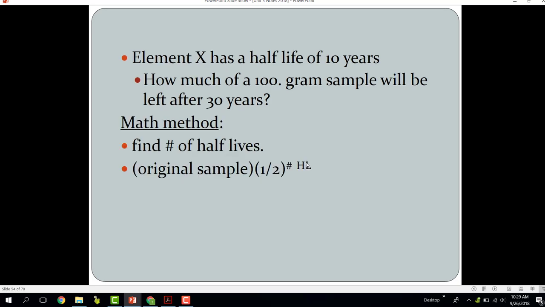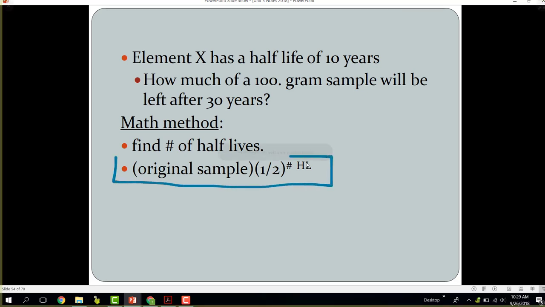All right, let's look at the same problem, but using the little simple formula. So our formula is right here. You take the original sample, so however many atoms you have or how many grams you have, and then you multiply it by 1/2 raised to the number of half-lives that have gone by. So let's look at the same problem that we just solved with the chart, but now let's do it with this little simple math problem.